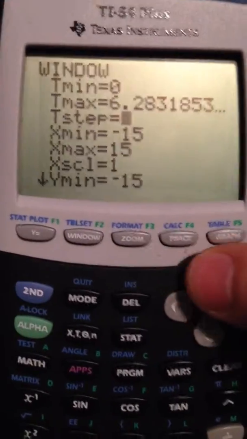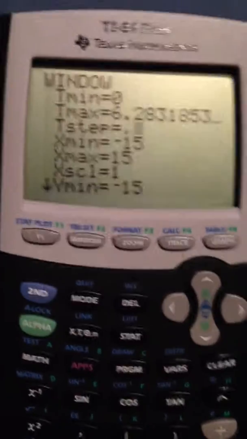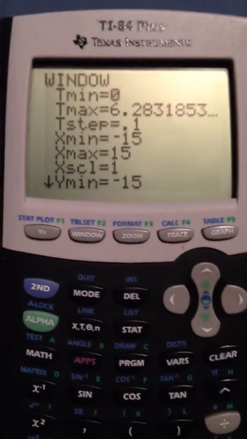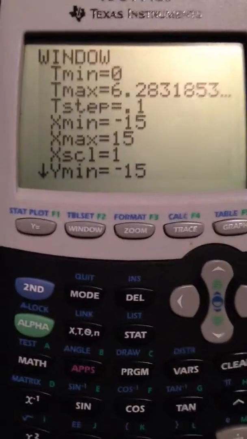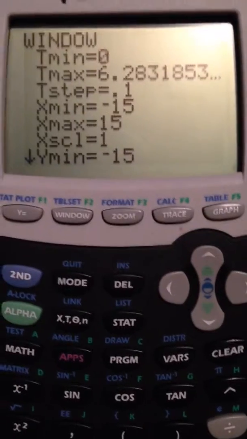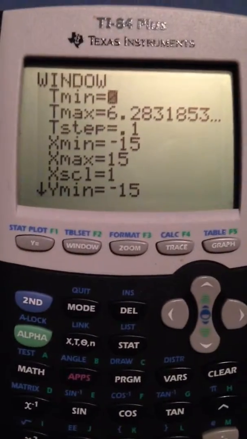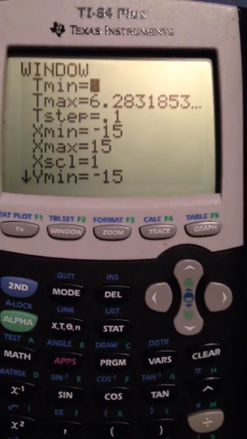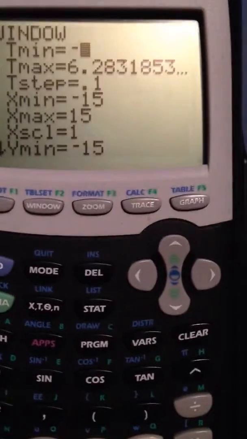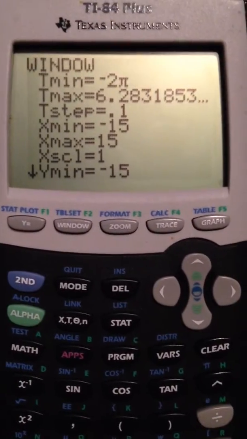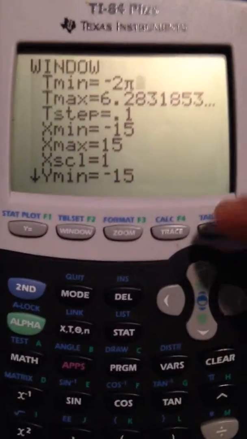Changing the domain of t will basically affect how far the graph goes. In this case, since a full rotation of a circle is 2 pi, a domain of 0 to 2 pi will result in a full rotation of the graph. If I put the domain from negative 2 pi to 2 pi, the graph will complete 2 rotations.